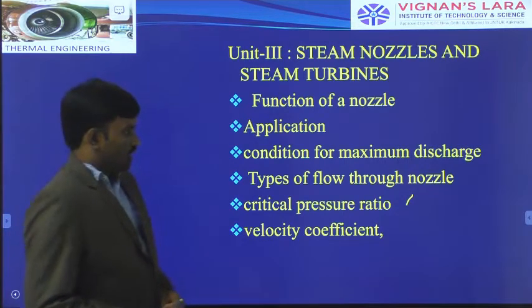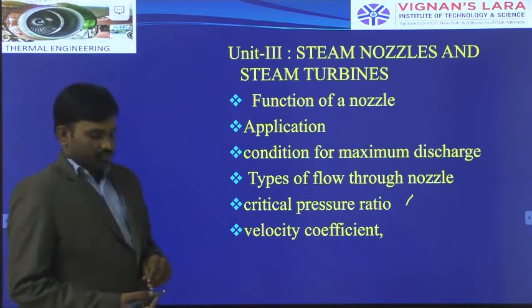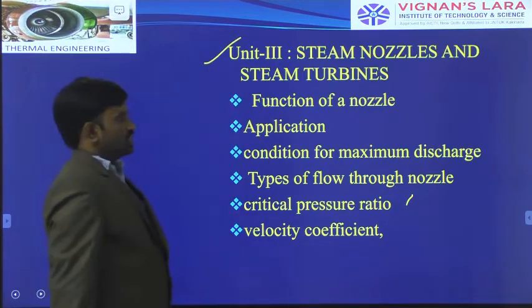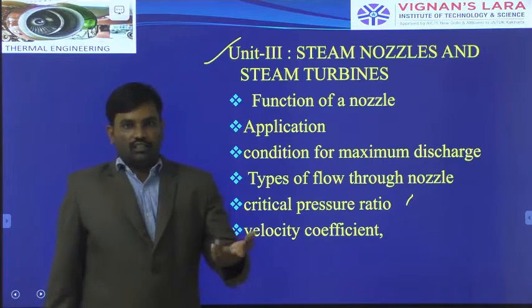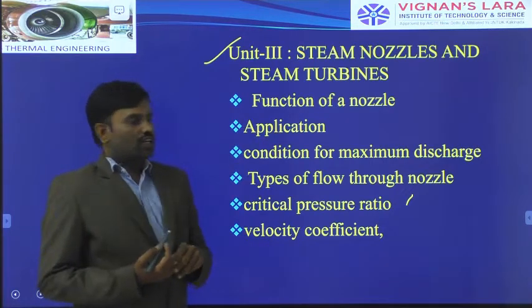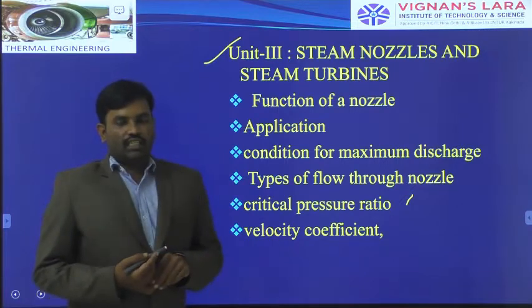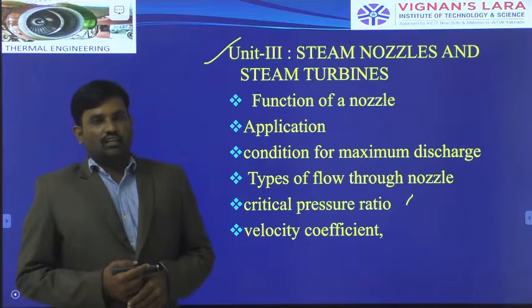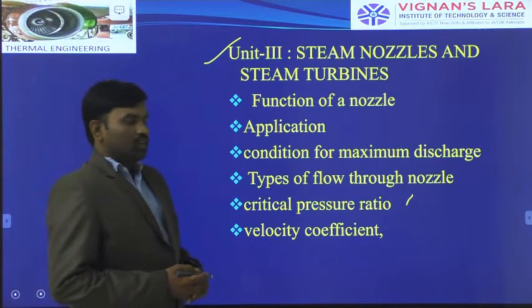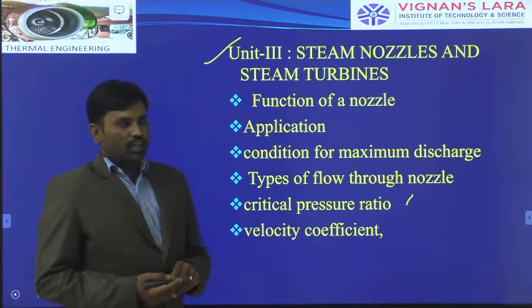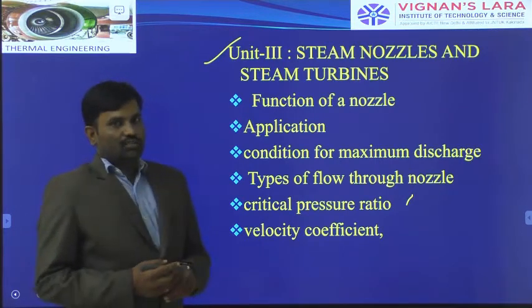Next is Unit 3: steam nozzles and steam turbine. After the boiler, the next immediate components of a steam power plant are the steam nozzles and the steam turbine. After the boiler, the steam enters the steam nozzles. After passing through the nozzles, the steam generated in the boiler section enters the steam turbine.